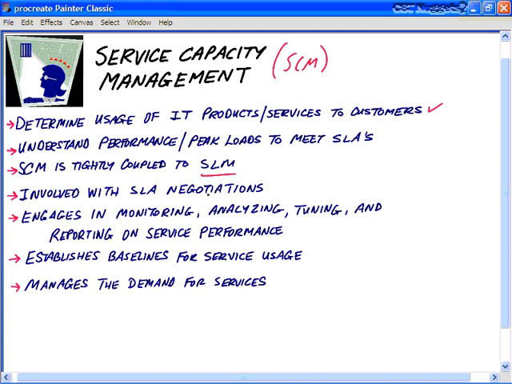The goal here is to understand performance and capacity of IT services, specifically as they relate to customers and users. Again, the resources used by each IT service, as well as the pattern of usage over time. This information is collected, recorded, and analyzed, and this is going to be used in that capacity plan that I mentioned earlier. It's also involved with the negotiation of the service level agreements. You'll also engage, as I mentioned, in these aspects: monitoring, analyzing, tuning, and reporting. You'll establish baselines for service usage, as well as manage the demand for these IT services.